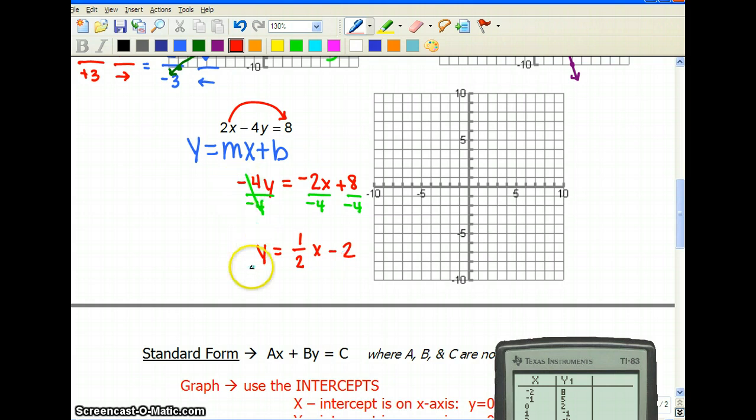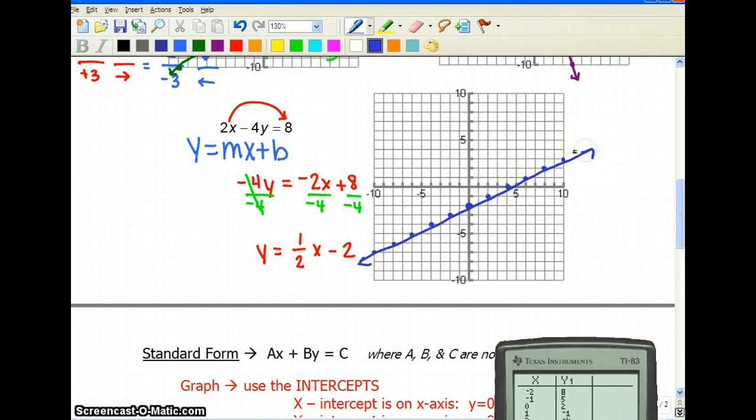Now, provided you do all that right, this is a fabulous way of doing this problem. You would start at negative 2 on the y-axis. You would count up 1 to the right 2, up 1 to the right 2. Then go ahead and put all those dots. This should be pretty quick. I know you've done this before. And those would be all of our answers.